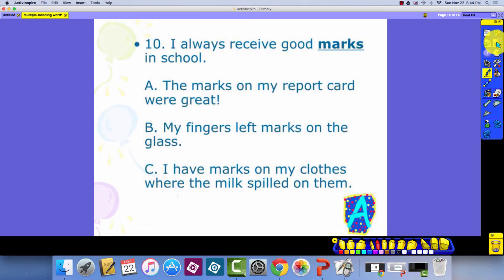Okay, number 10. I always receive good marks in school. The best option for this one was A. The marks on my report card were great. If you receive good marks in school, it means you receive good grades, okay? So the marks on the report card, the grades on the report card were great, okay? We weren't talking about leaving marks on any sort of glass like fingerprints or anything like that. And we weren't talking about marks or like stains on clothing like option C was describing here.